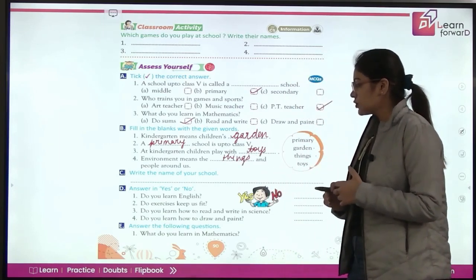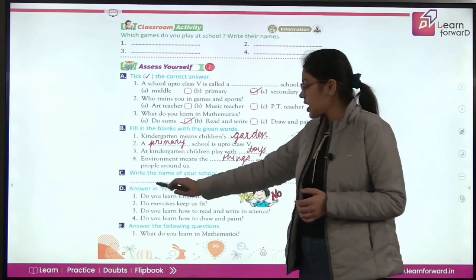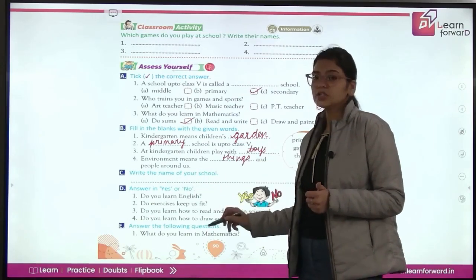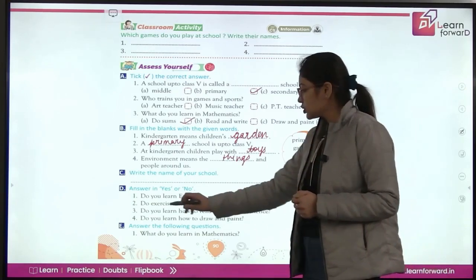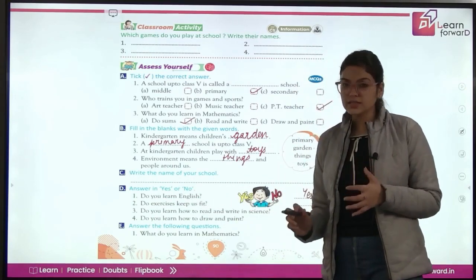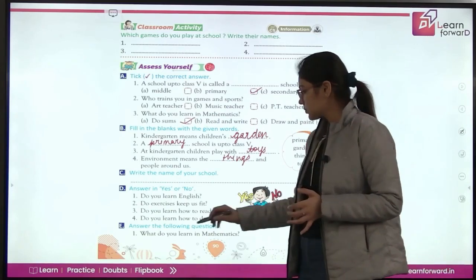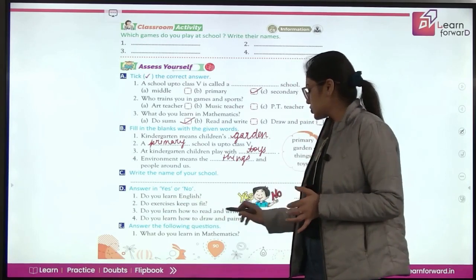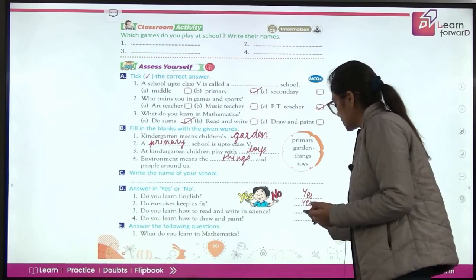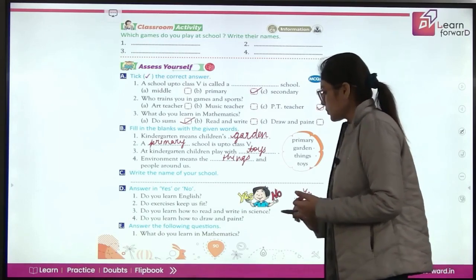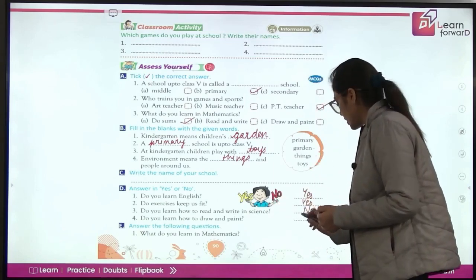C, write the name of your school. So in this, you have to write the name of your school. Now D, answer in yes or no. Do you learn English? Yes, we learn English. So write yes here. Does exercise keep us fit? Yes, exercise keeps us fit. We should do exercise daily. That is true. Third, do you learn how to read and write in science? No, we learn how to read and write in English. So that is no. Now fourth, do you learn how to draw and paint? Yes, I learn how to draw and paint.